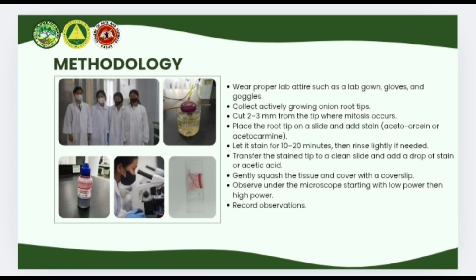For our methodology, first we made sure to wear proper lab attire. Next, we collected actively growing onion root tips and carefully cut about 2 to 3 millimeters from the tip, since that's where mitosis happens. Next, we placed the root tip on the slide and added a stain, which is acetocarmine, and let it sit for about 5 minutes so the cells would take up the stain. Then, we covered it with a cover slip, and we finally observed the slide under the microscope, starting with the scanning objective to the high power objective, and we recorded all of our observations.